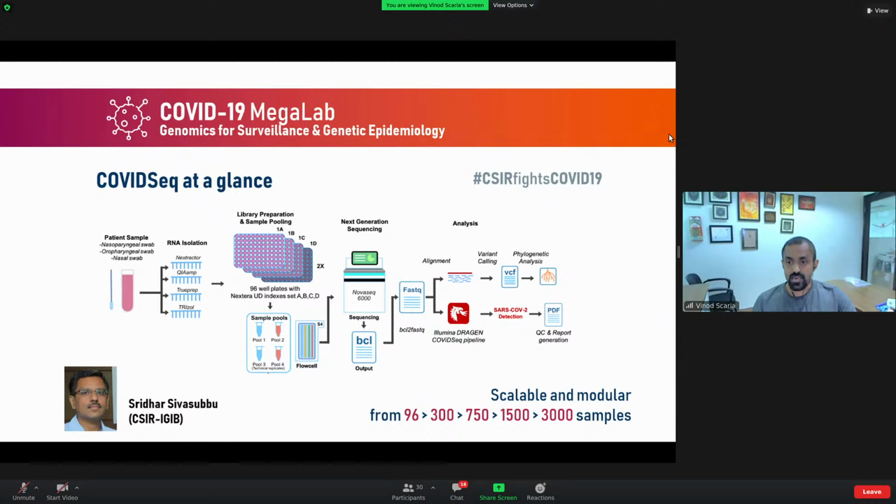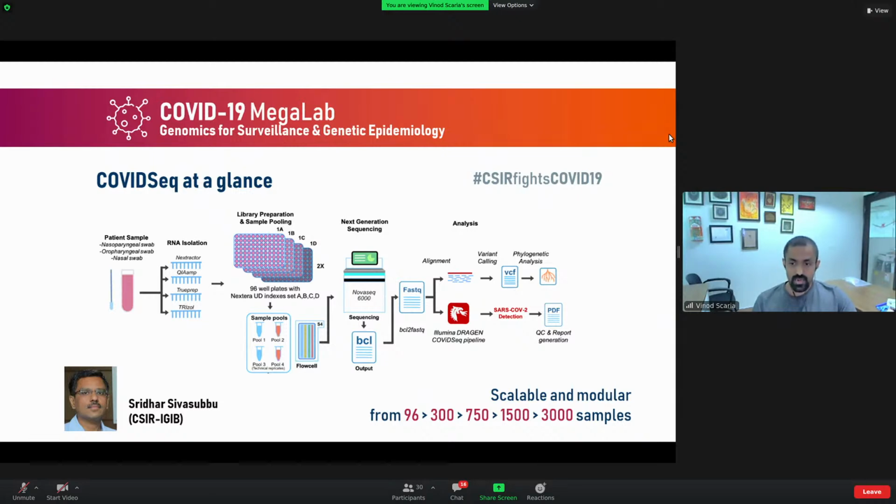One of these techniques for high throughput sequencing is what we call COVID-seq. Unfortunately, not many people know that the first clinical validation for this high throughput sequencing approach, which is now followed across the world, happened in India in the lab of my colleague, Dr. Sridhar Sivasubbu. Now, this approach is quite modular in the sense that it can scale from 96 samples to around 3,000 samples in around 24 hours.